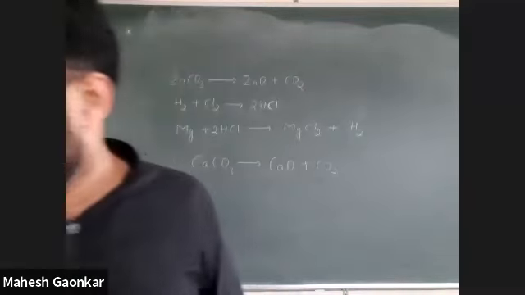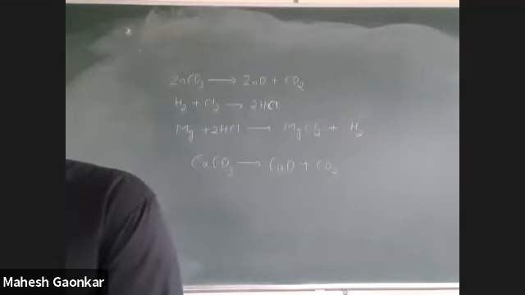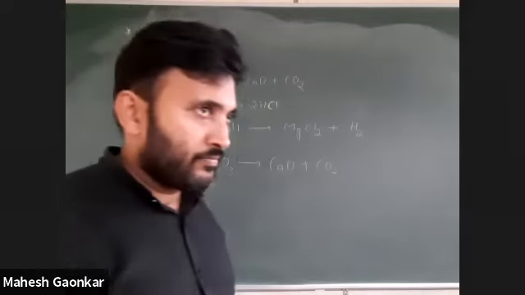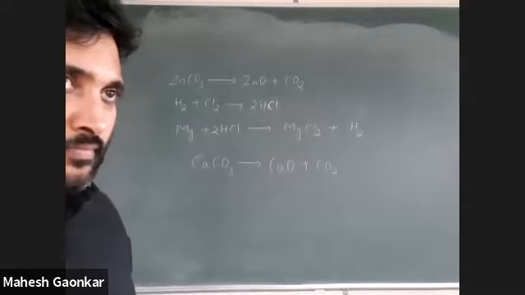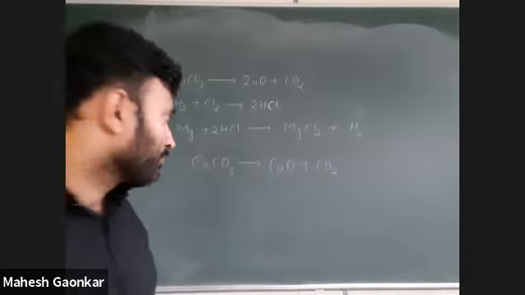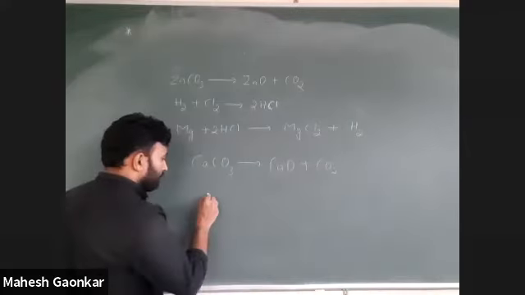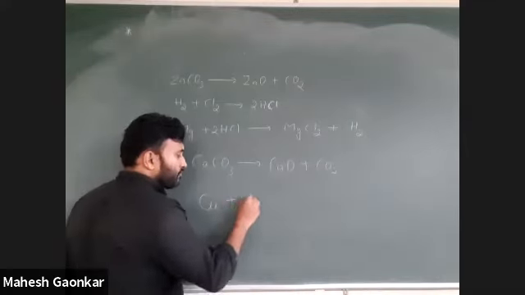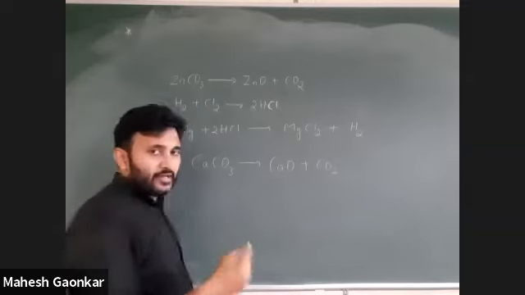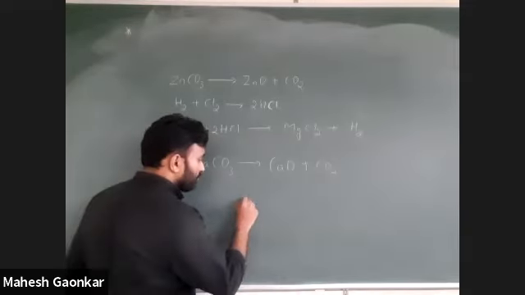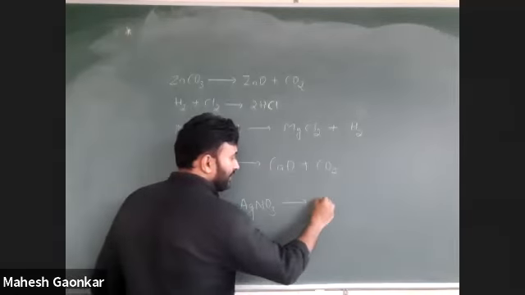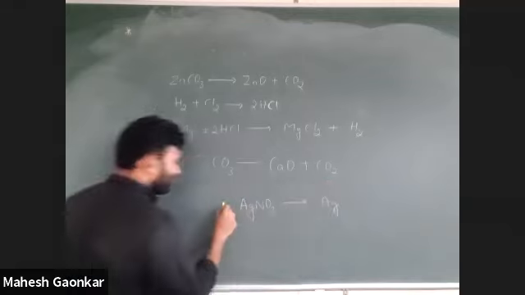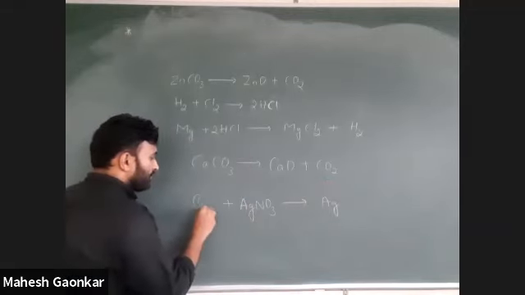Next question. 14th one, sir. In the refining of silver, the recovery of silver from silver nitrate solution involved displacement by copper metal. Write down the reaction involved. Recovery of silver from silver nitrate solution means AgNO3. From AgNO3 we can get Ag, right? This can be done using copper.